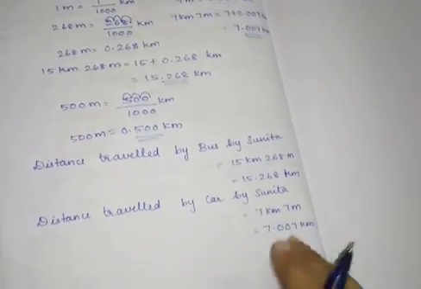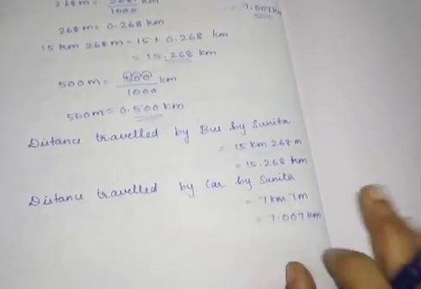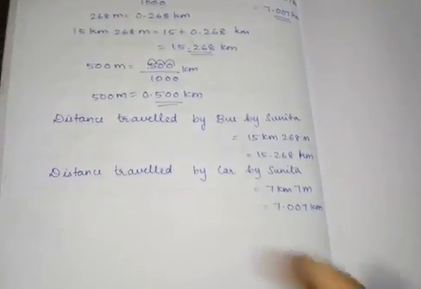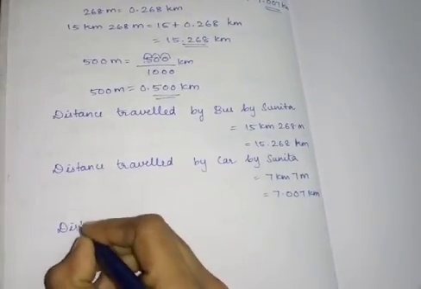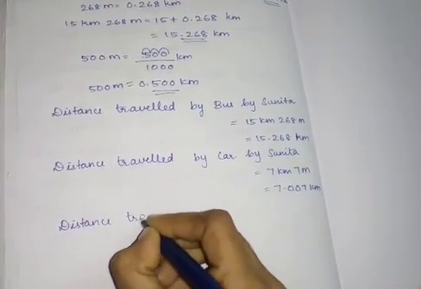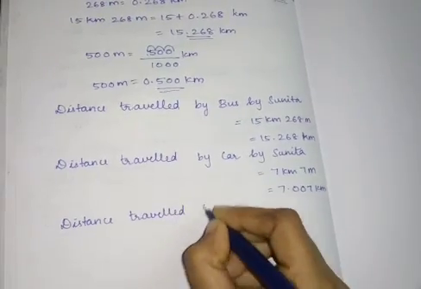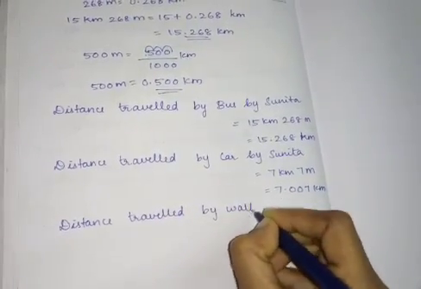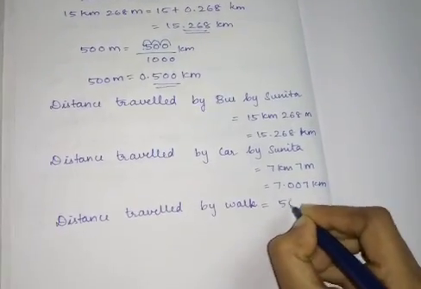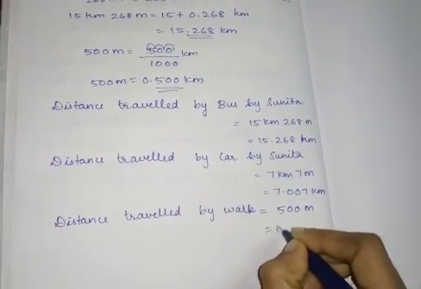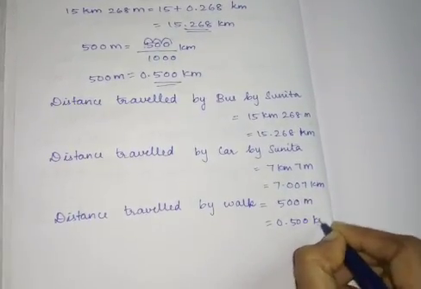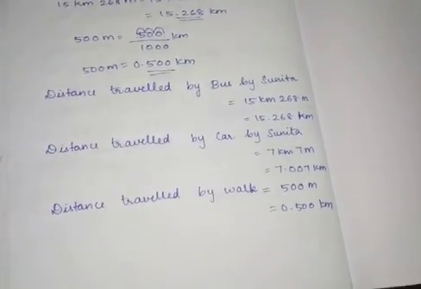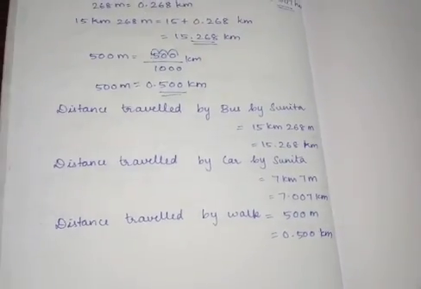7.007 kilometer. Don't forget to put the kilometer because both are converted to kilometers. Next, distance traveled by walk. Okay, distance traveled by walk is equal to how much? 500 meter, which is nothing but 0.500 kilometer. Now I have written all the three values.